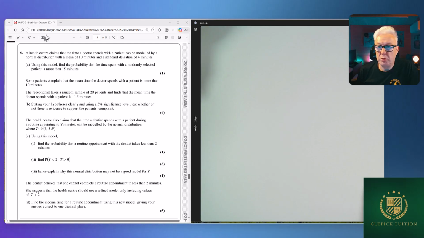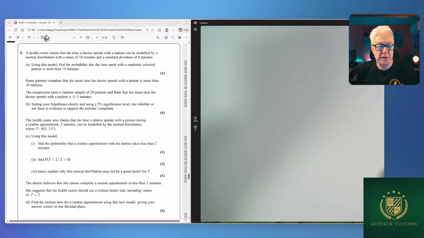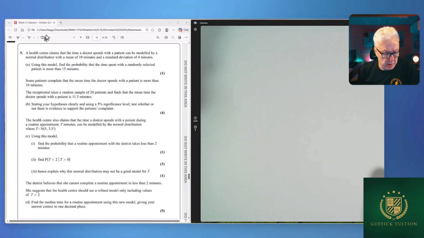Hi everyone, we've got a normal distribution question here which is worth 15 marks. This is the kind of question that can make or break a grade A star. I can't emphasize enough how important it is to be confident on this kind of question. So let's have a look.